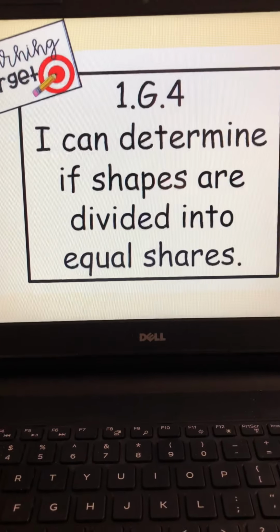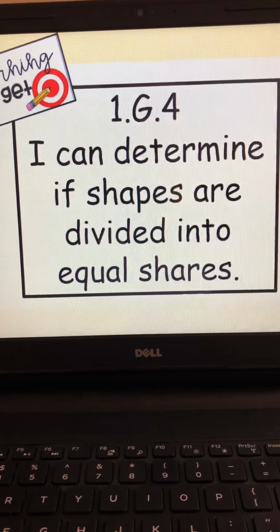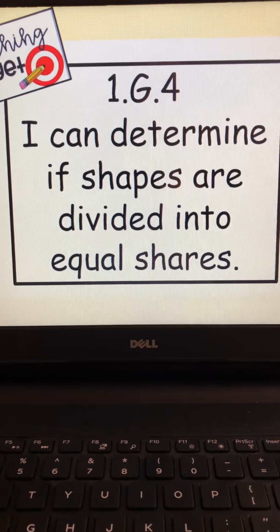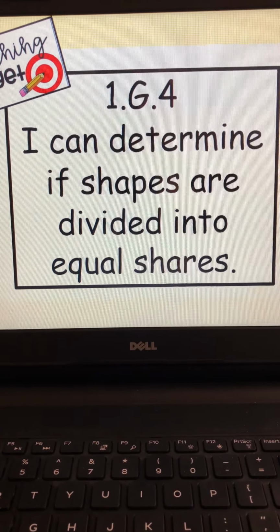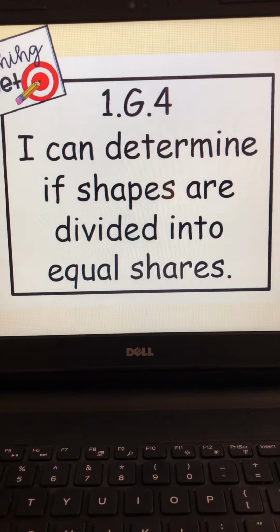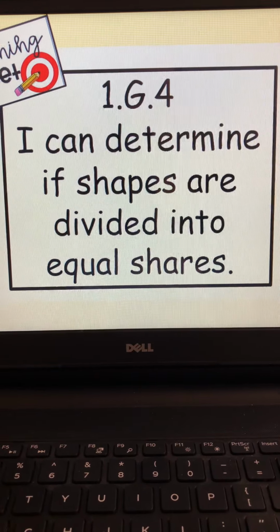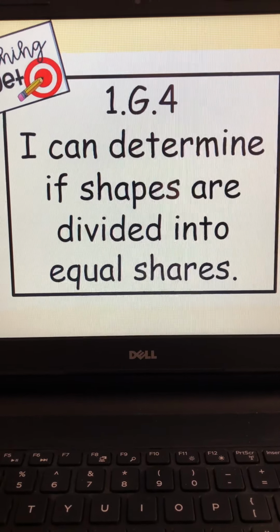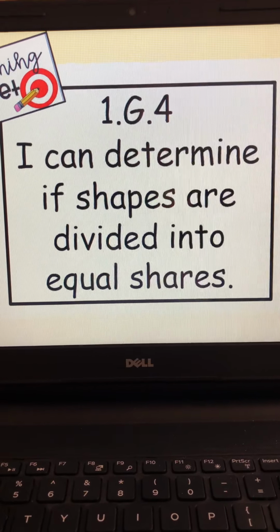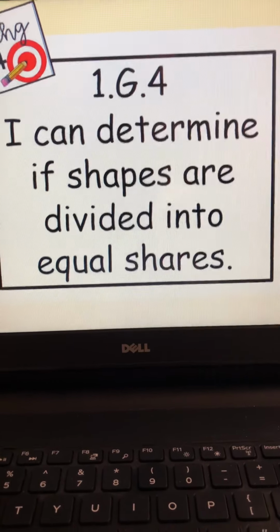We're starting a new unit today. This is actually going to be our last unit in math for the year, and that's the unit on fractions. We'll talk about what fractions are in a second. But the goal is I can determine if shapes are divided into equal shares.